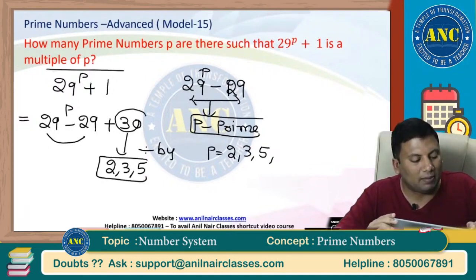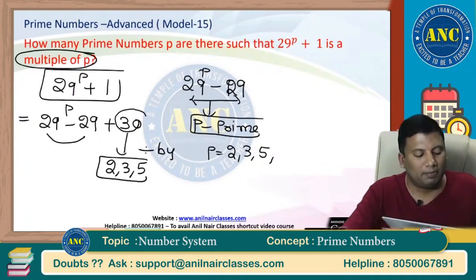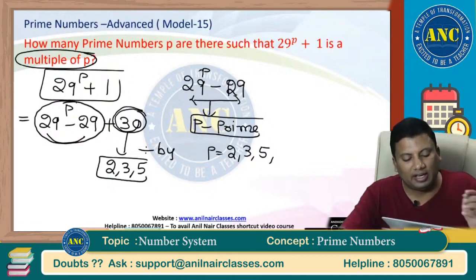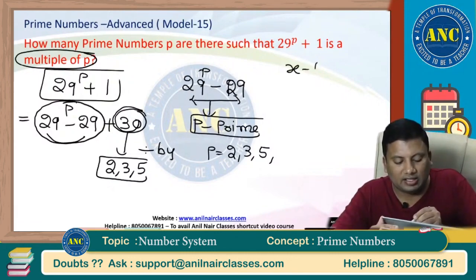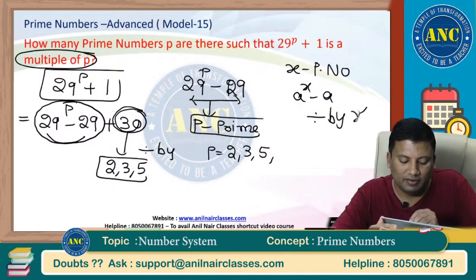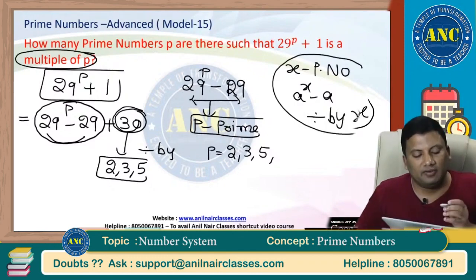So the entire number should be divisible by p. So is this divisible by 2, 3 and 5? Definitely yes, because if x is a prime number, a^x minus a is always divisible by x.